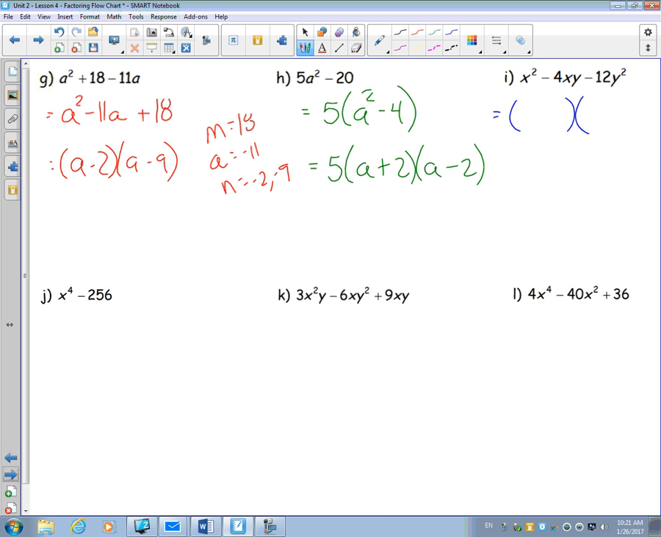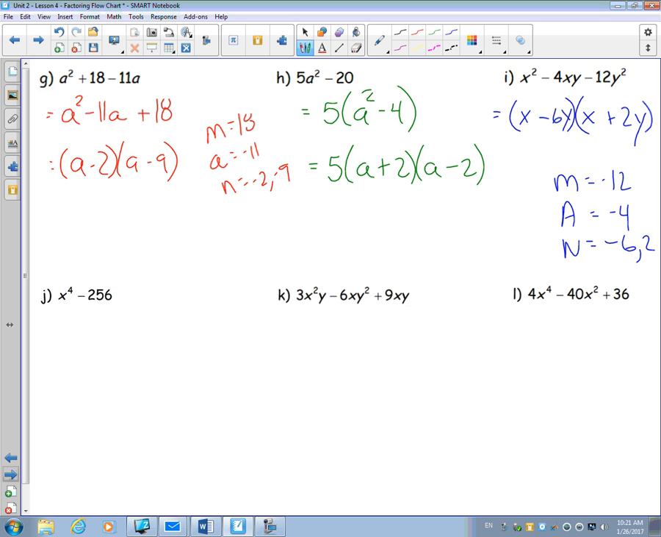So let's deal with the letters first. To get x squared at the beginning, I need x's. To get y squared at the end, I need y's. So when I multiply now, I need to multiply to 12, add to negative 4. My numbers that do that are negative 6 and 2. And there's my simple trinomial done. Okay. Take care of the letters first, and then deal with the numbers.